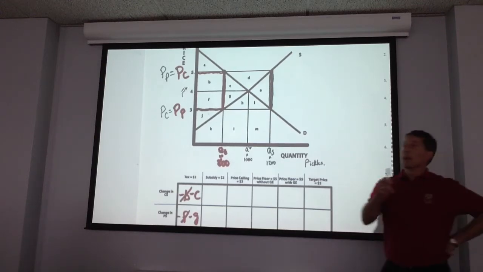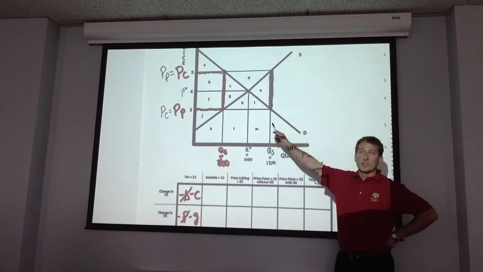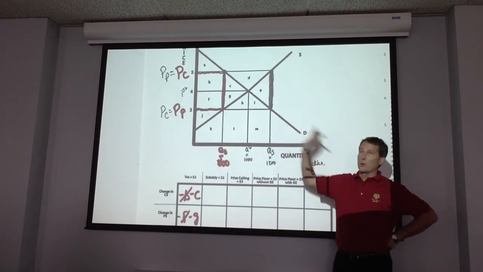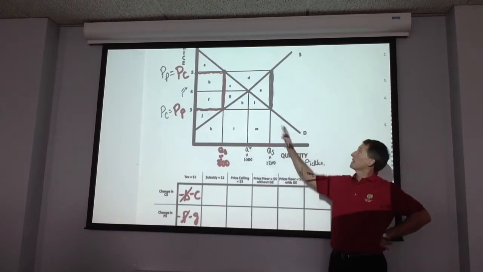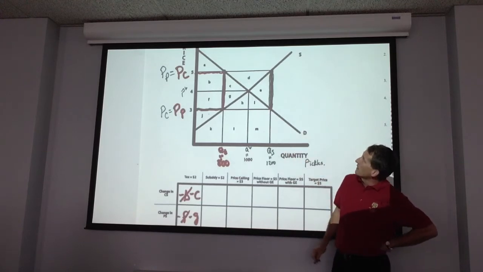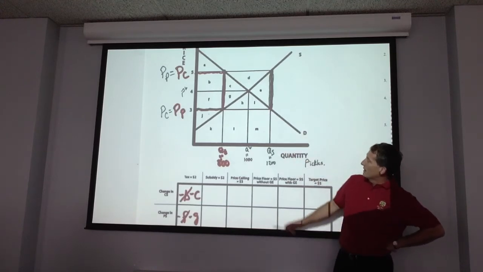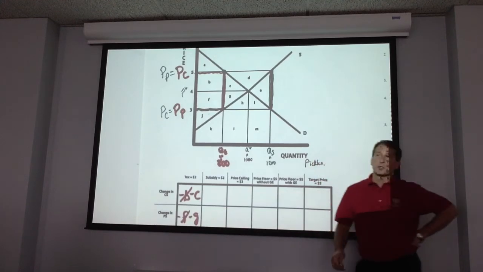And again, remember to go back to the free market. So the consumers had ABC. We're not going back to the tax situation. We're going back to the free market of ABC. So now what is the change in consumer surplus?